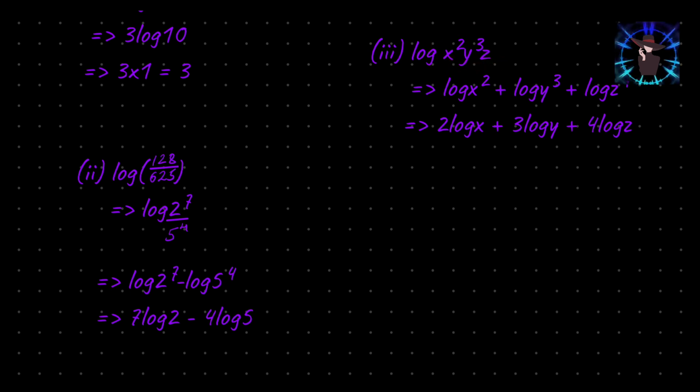Third one, log x square, y cube and z power 4. Now similarly, it is in the form of multiplication. Log x square plus log y cube plus log z power 4. I missed the 4 in the equation. Okay, so again let's bring this 2 here, 3 here and 4 here. 2 log x plus 3 log y plus 4 log z.